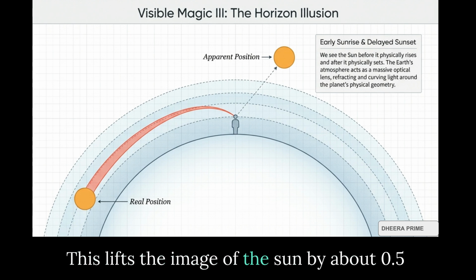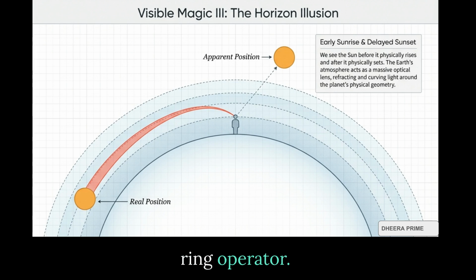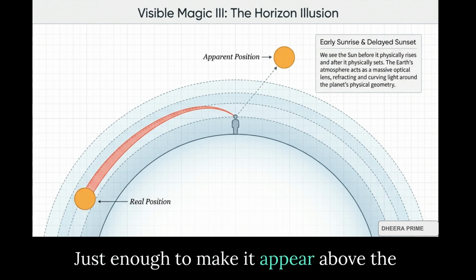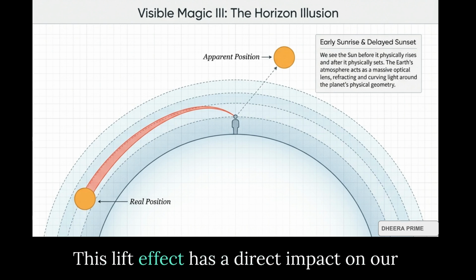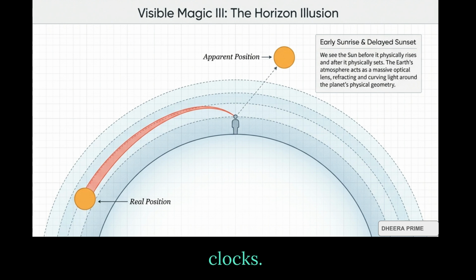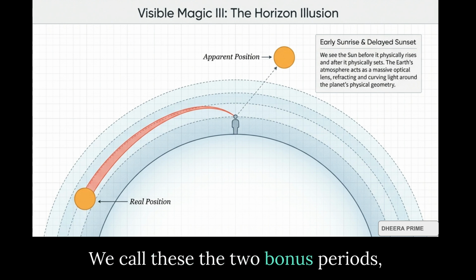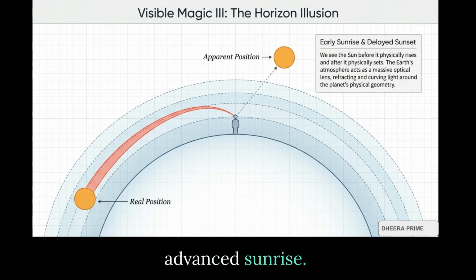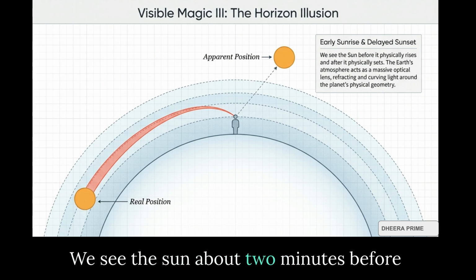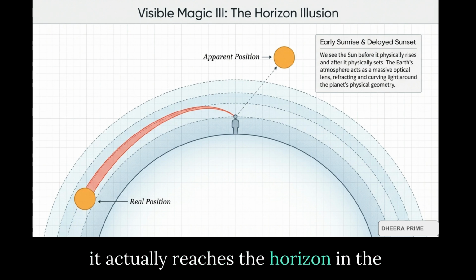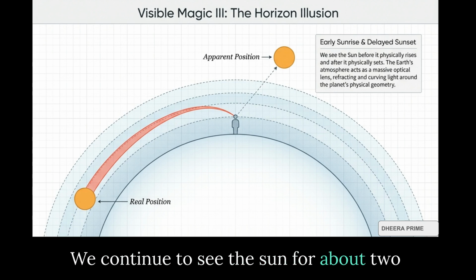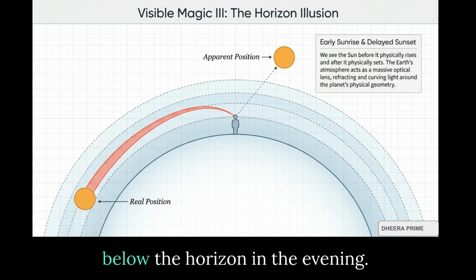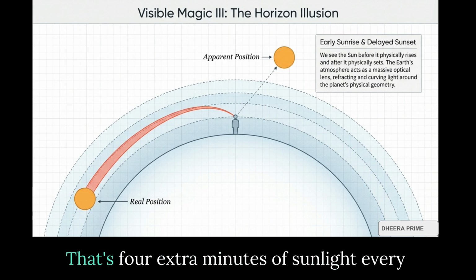This lifts the image of the sun by about 0.5°, just enough to make it appear above the horizon when it's actually still below it. This lifting effect has a direct impact on our clocks. We call these the 2 bonus periods. Advanced sunrise: we see the sun about 2 minutes before it actually reaches the horizon in the morning. Delayed sunset: we continue to see the sun for about 2 minutes after it has physically dipped below the horizon in the evening. That's 4 extra minutes of sunlight every single day.